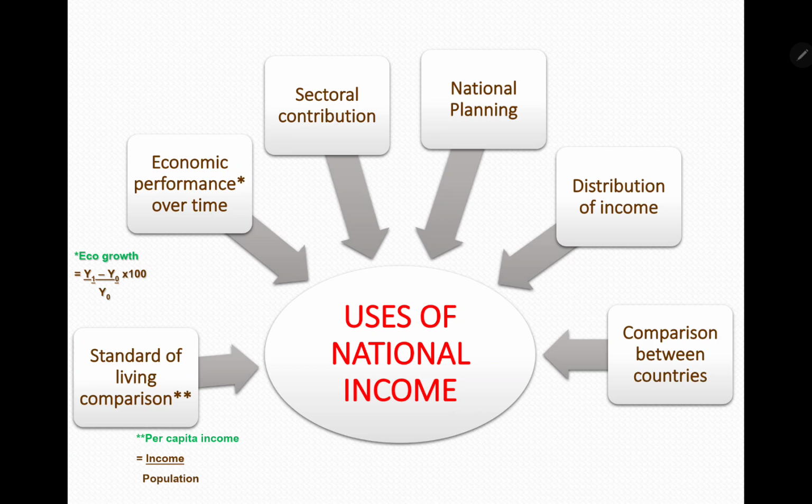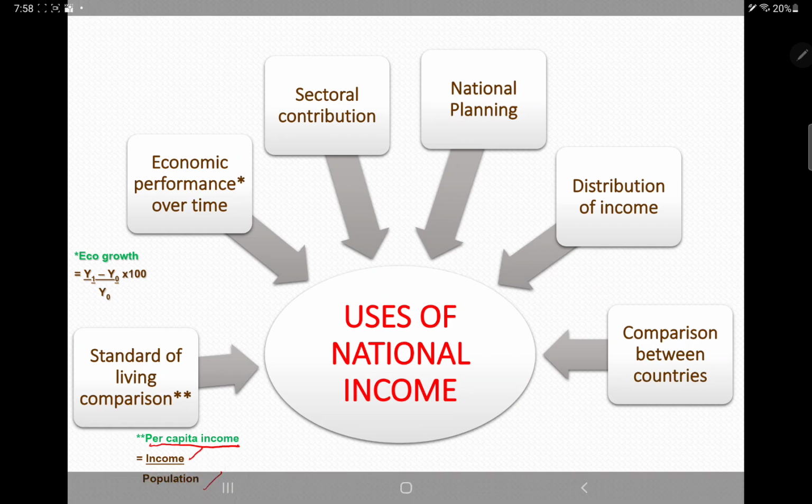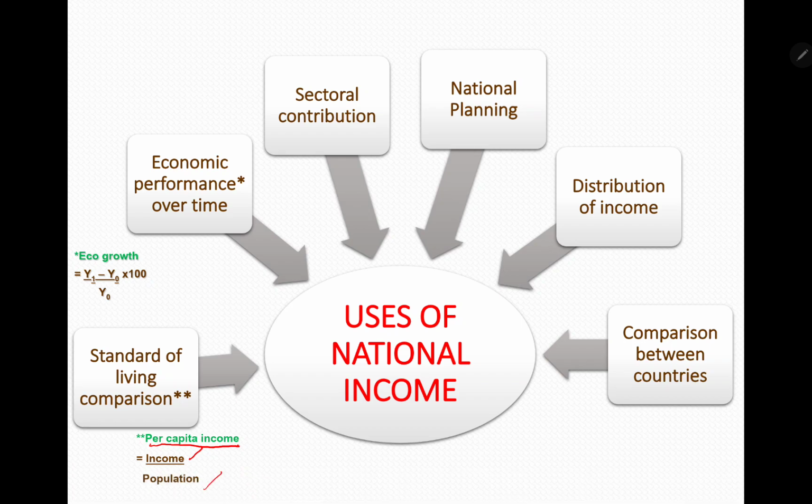So how can you calculate the standard of living? By using the per capita income. So what is per capita income? Per capita means per one person. So the national income per person. To calculate income per person, you take your national income and divide by how many people are inside your country, and that will give you the per capita income.